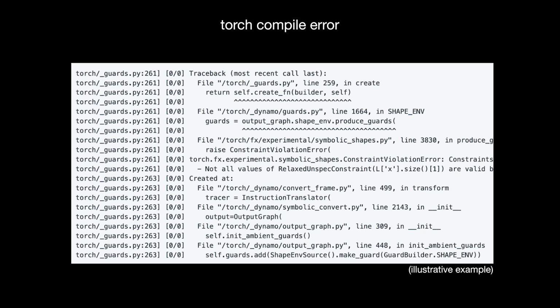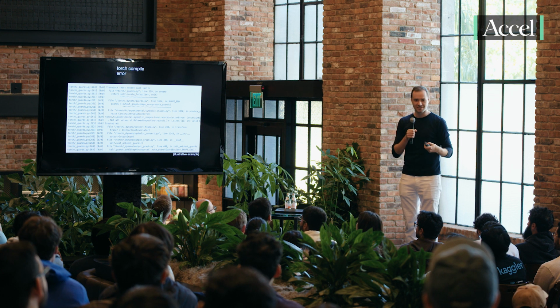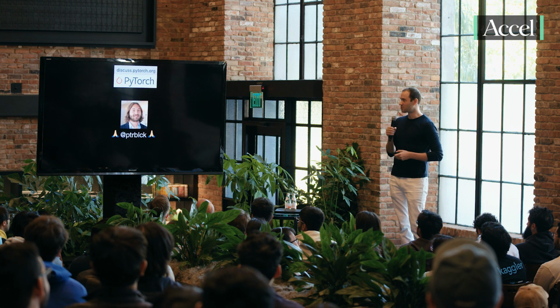And this is just an illustrative example of a torch compile error. It was something else, I don't remember, I didn't capture it. But both of them were giving me errors, inference and eval, each a different error, and I had no idea what was going on. So I did what anyone would do in my position. I went to the PyTorch discuss forum.